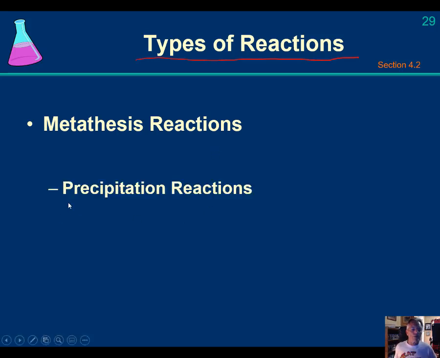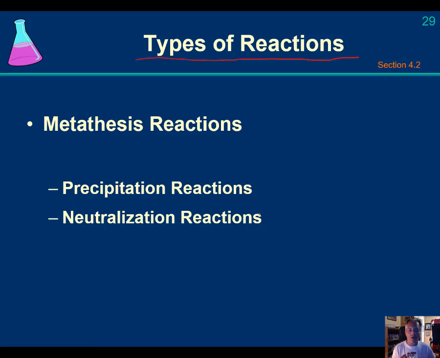Okay, so they come in two forms: precipitation reactions and neutralization reactions. We've already talked about neutralization reactions in the form of acid-base reactions. Okay, and that's where we make water and a salt, and I'll talk a little bit more about that. So metathesis reactions, sometimes these are called double replacement. See if I can spell replacement.